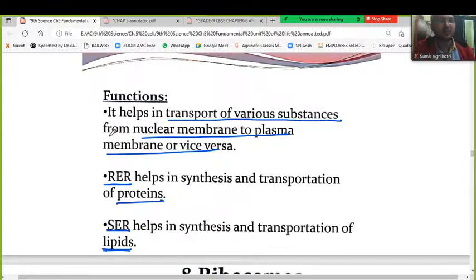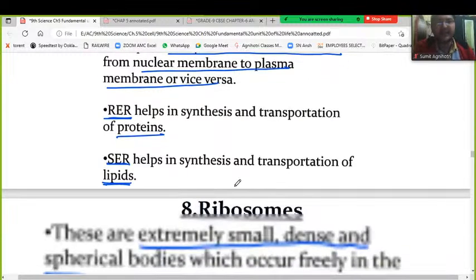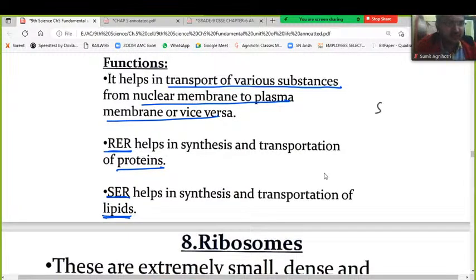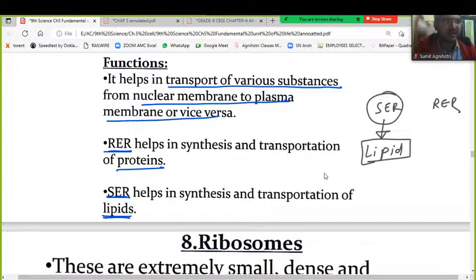It helps in transport of various substances, and it acts as a scooty, you can say. RER, that is rough endoplasmic reticulum, helps in synthesis and transport of protein, and SER helps in synthesis and transport of lipid. These are the two, smooth endoplasmic reticulum and rough endoplasmic reticulum. SER will work for lipid. It will synthesize lipid and transport lipid, and rough endoplasmic reticulum has ribosomes, and ribosomes synthesize protein and just transport it. Got it?